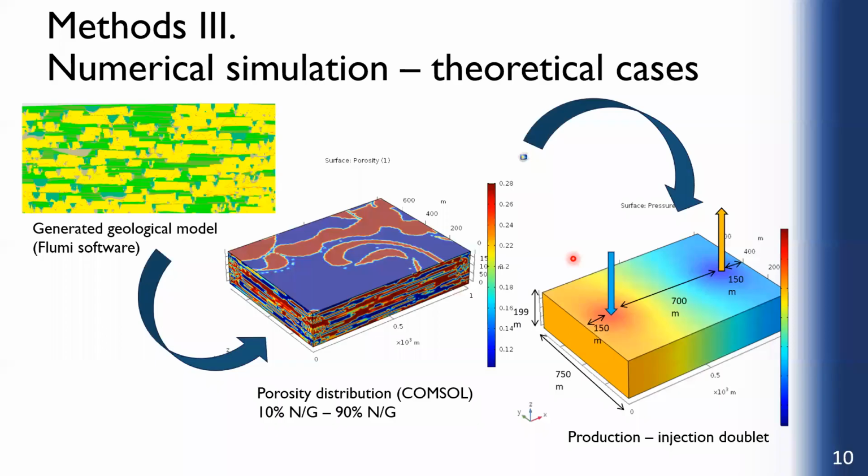The third method was the numerical simulation of theoretical cases. So we generated geological models alternating silt and sand and clay, and we produced a porosity distribution ranging from 10% net to gross until 90% net to gross ratio. And we placed 2 wells, one production and one reinjection well in these units.